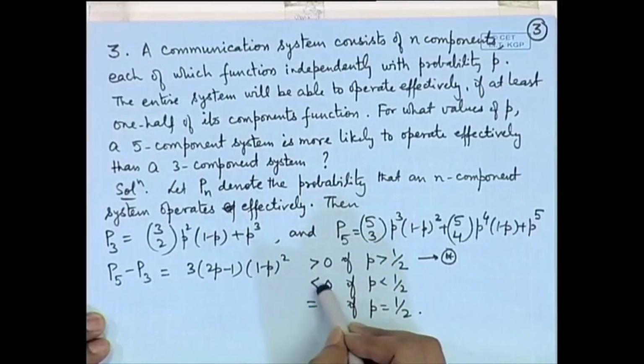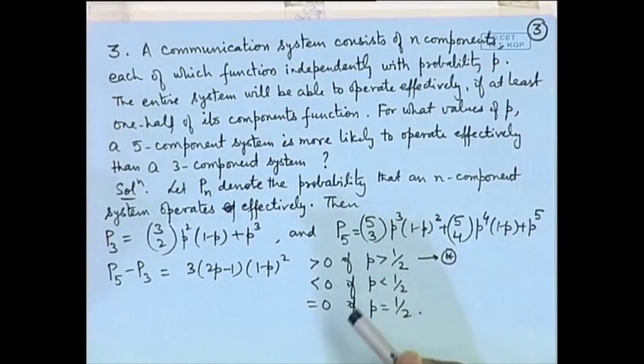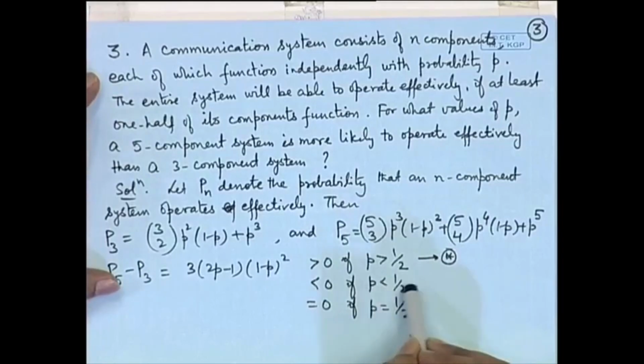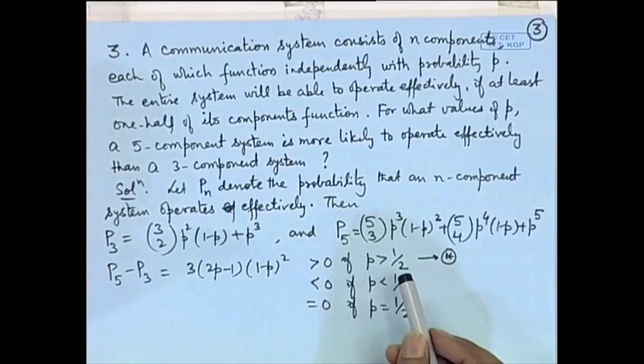We can also see that this is less than 0 if p is less than half. That means, if each component works with a probability which is less than 50%, then if we add more components to the system, it is actually reducing the probability of operating effectively. And of course, if p is equal to half, then both the systems have the same probability of operating effectively.